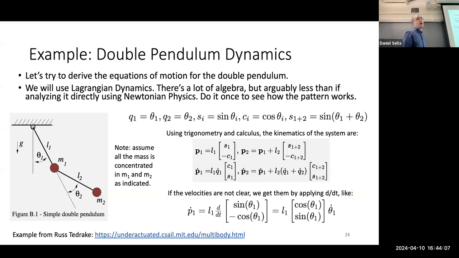So we have this double pendulum. So this thing is the ground term, maybe some ceiling or whatever. We have theta 1 and theta 2.